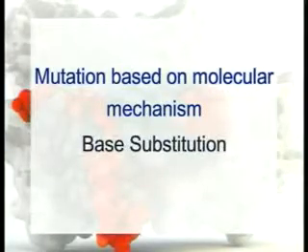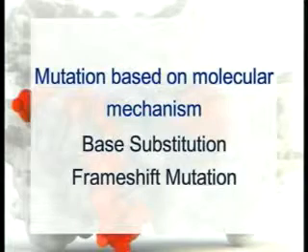Now, mutations based on molecular mechanisms are base substitution and frame shift mutation. Base substitution is a type of mutation involving replacement or substitution of a single nucleotide base with another base. It is of 2 types, transition mutation and transversion mutation. Now, what is transition mutation and transversion mutation?